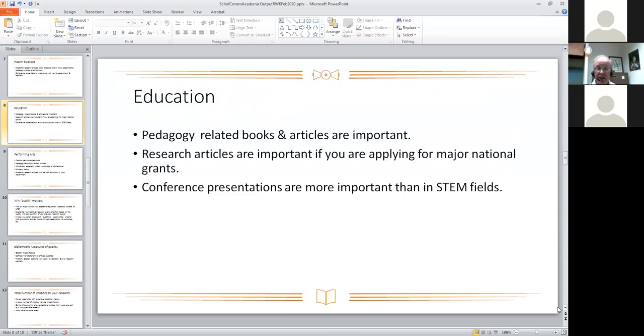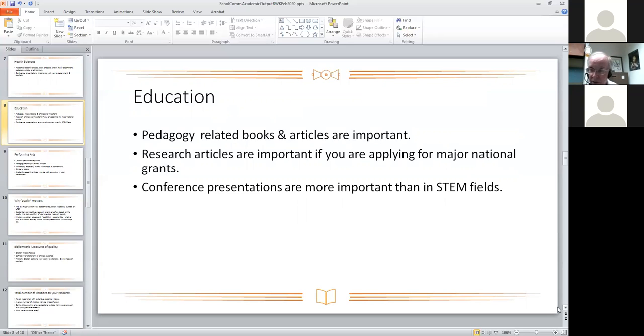Now, in College of Education, pedagogy-related books and articles are quite important. This is sort of what they do. They're teaching people how to teach, okay? So pedagogy can be quite important. Research articles are important if you're applying for major national grants. For local things, and I've been involved in a few of those, then it's not necessarily they're looking for research articles, they're looking more at what is applicable to this area, okay? Like in the school systems here. Conference presentations are more important typically than in the STEM fields.